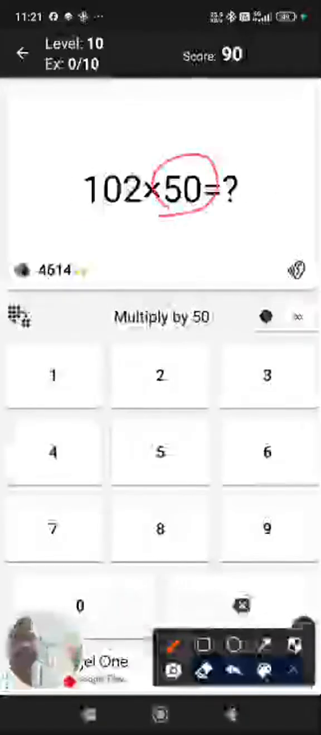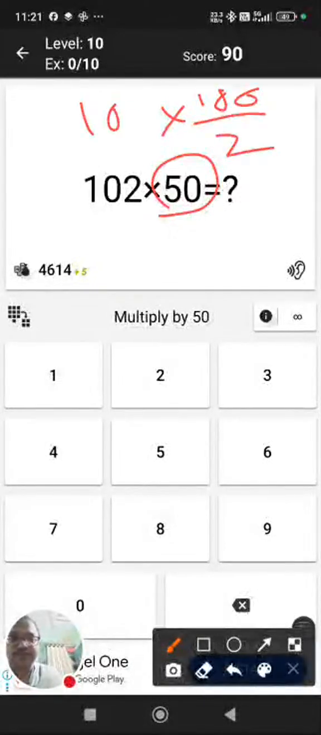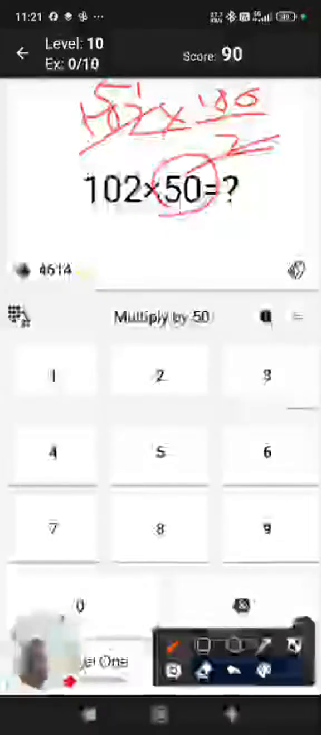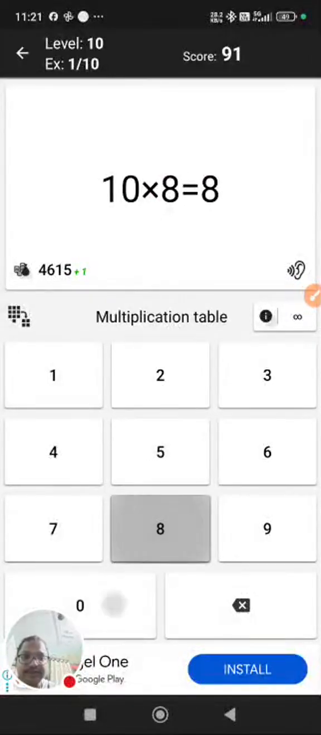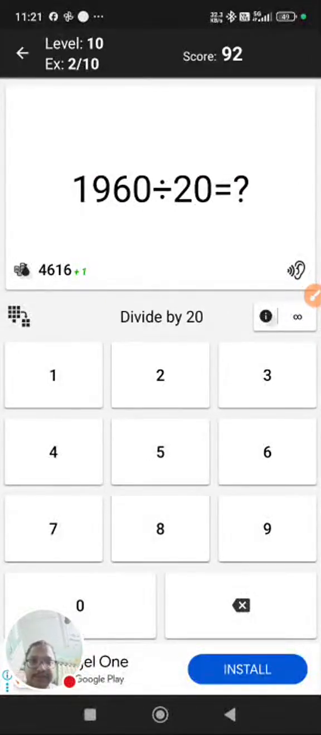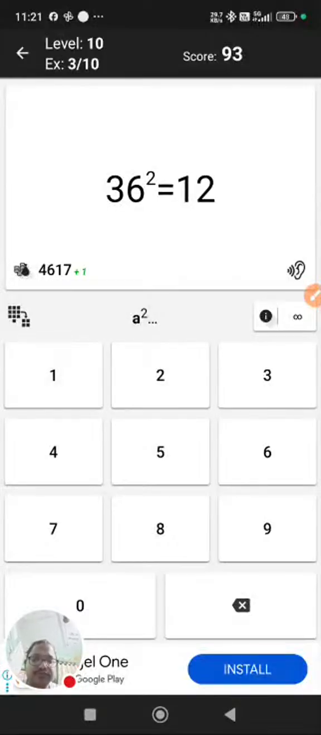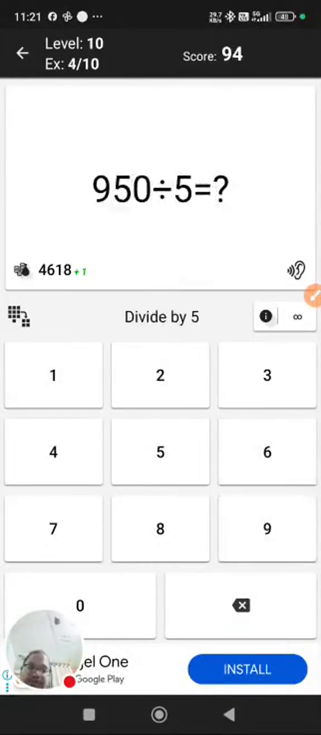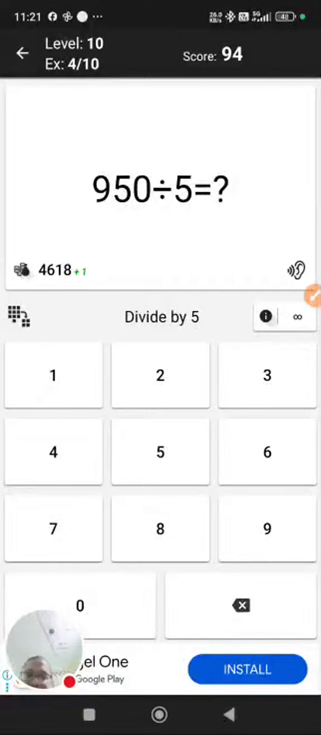Instead of 50 we write 100 divided by 2. 2 51 times 51 into 100, which will be 5100. This will be 80. 0 0 cancel. 9 times 18 and 8 times 16. 36 square. 1296. Instead of 0 divided by 5 we write into 2 times. 95 2 times will be 190.